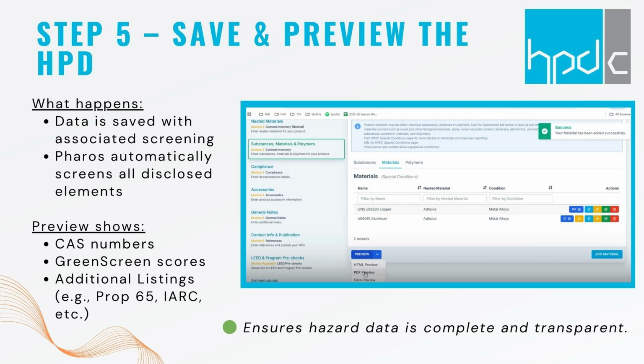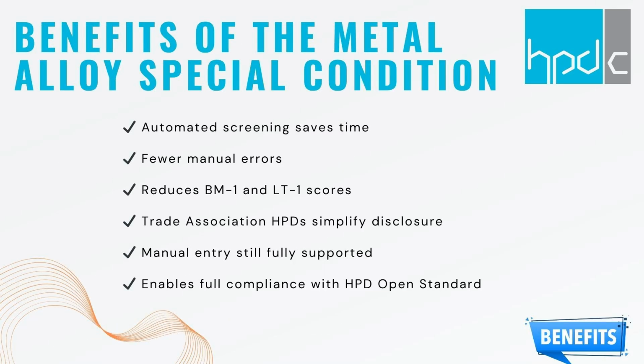This ensures that your hazard information is complete, accurate, and transparent, critical for worker safety, environmental reporting, and regulatory compliance. This special condition offers a range of practical benefits: automated hazard screening that saves time, reduces the risk of manual entry errors, helps lower BM1 and LT1 scores by properly contextualizing alloy hazards, streamlined disclosure using trade association HPDs, and full support for manual entry when needed.